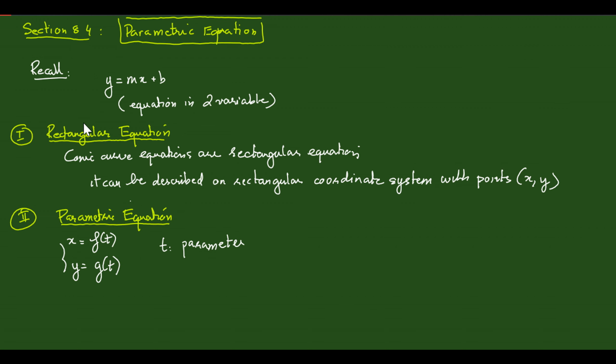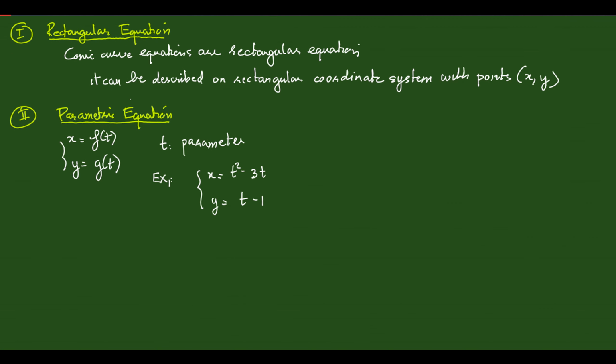And as I mentioned, any equation can be written as a parametric equation, and a parametric equation can have many forms. For example, how about this? I have a parametric equation like this: x equals t squared minus 3t, and the second one, y equals t minus 1. This is a typical example of a parametric equation, because you see that x can be written as a function of t, and y can also be written as a function of t.